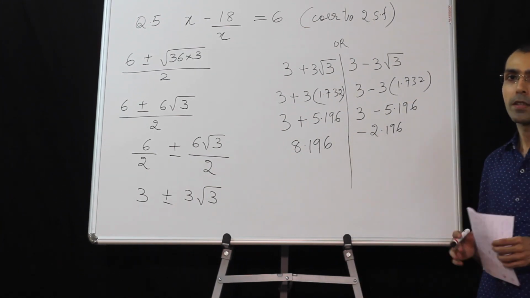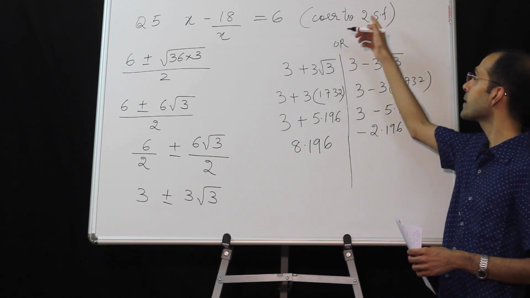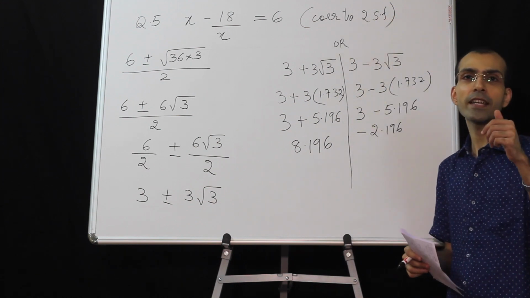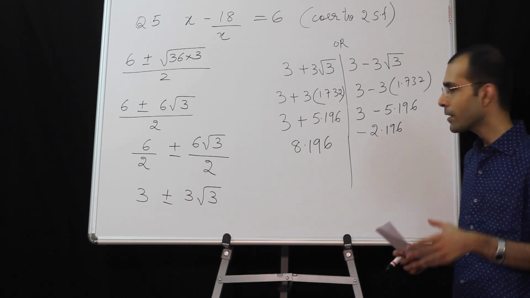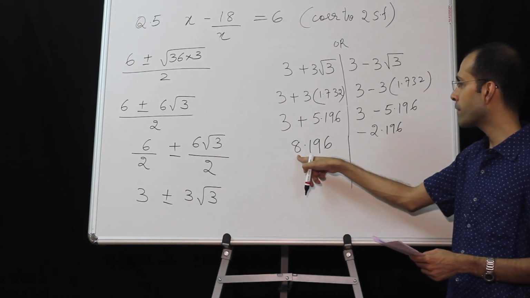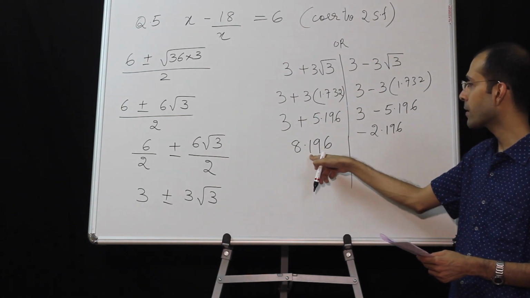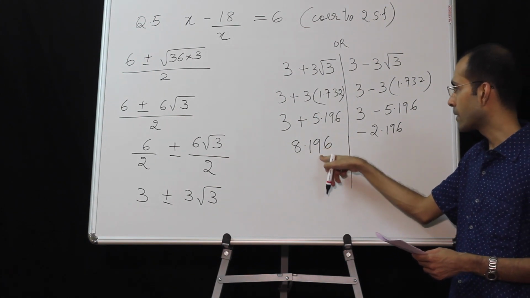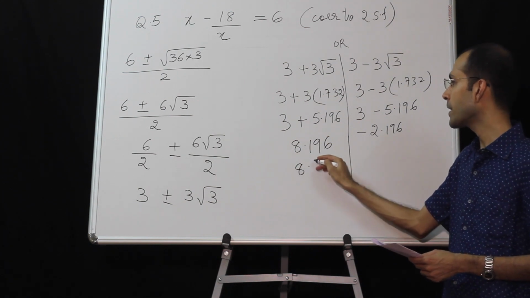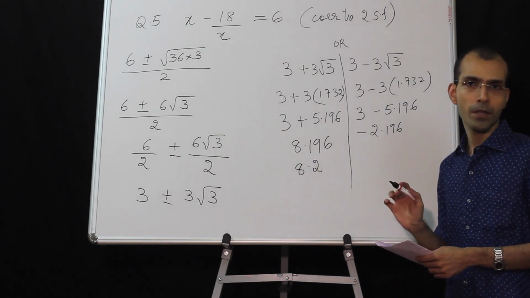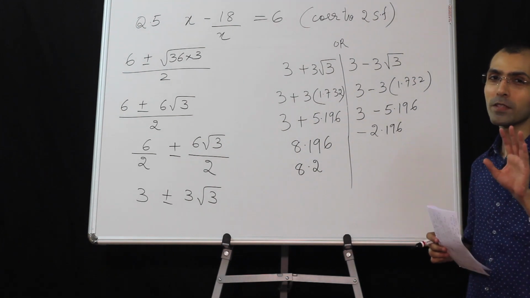Problem is not yet over. We have to give our answer correct to 2 significant figures. You are already aware of significant figures. So now here this is the first significant figure, second significant figure, and then this is a third one. So this is 9, so this will increase. It will become 8.2. Do not write 8.20.